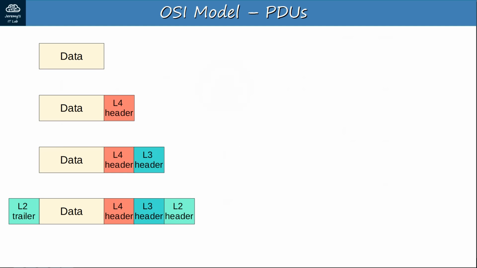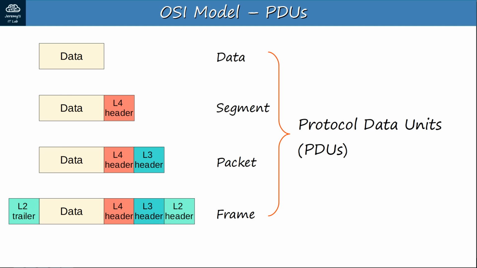Here's one more bit of review. This shows the encapsulation process as data is prepared to be sent over a network. At the top, the data prepared by the upper layers of the OSI model is simply called data, a layer 4 header is added, and this combination of data and layer 4 header is called a segment. A layer 3 header is added to the segment, and it is now called a packet. Finally, a layer 2 header and trailer are added to the packet, and it becomes a frame. Once again, these different stages of preparing data to be forwarded are called protocol data units, or PDUs. For example, the layer 2 PDU is a frame.